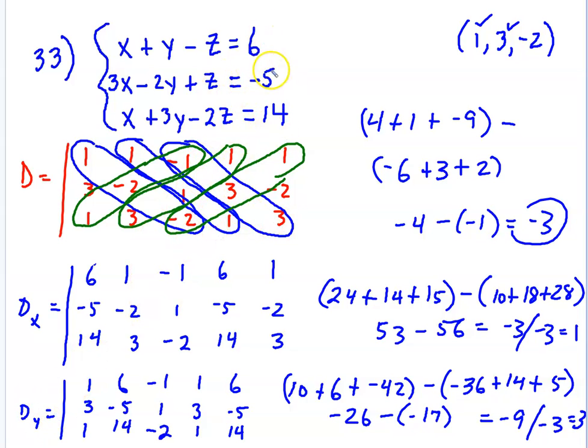Okay, so I won't take the time to do the z, but once again, this time you're going to let the constants replace the z coefficients and set up your matrix the same way. You follow the same process, and you should be able to get a d sub z of 6, and then you do 6 divided by negative 3 to get negative 2. So that is it. That's what we're going to be doing in this lesson.